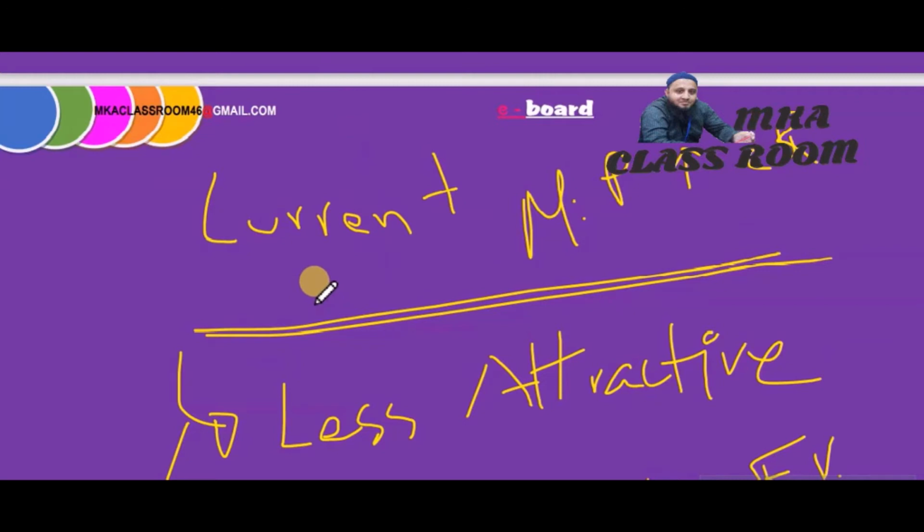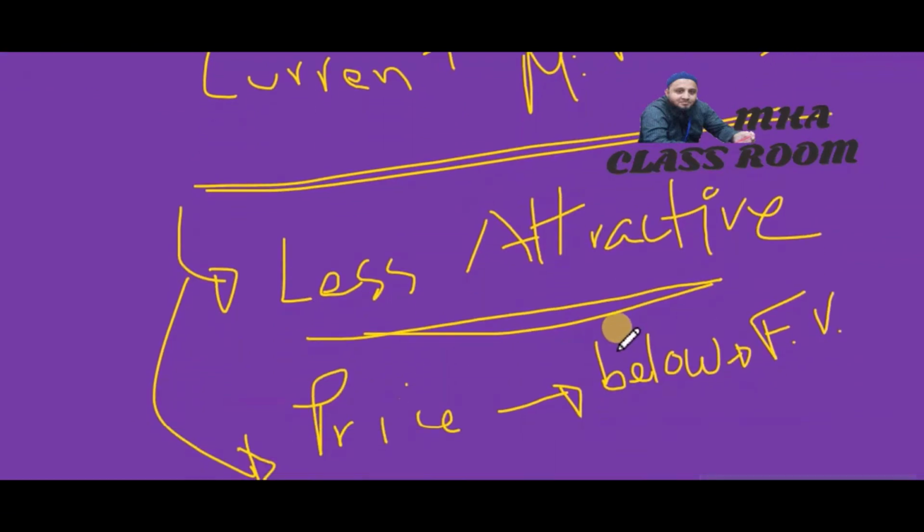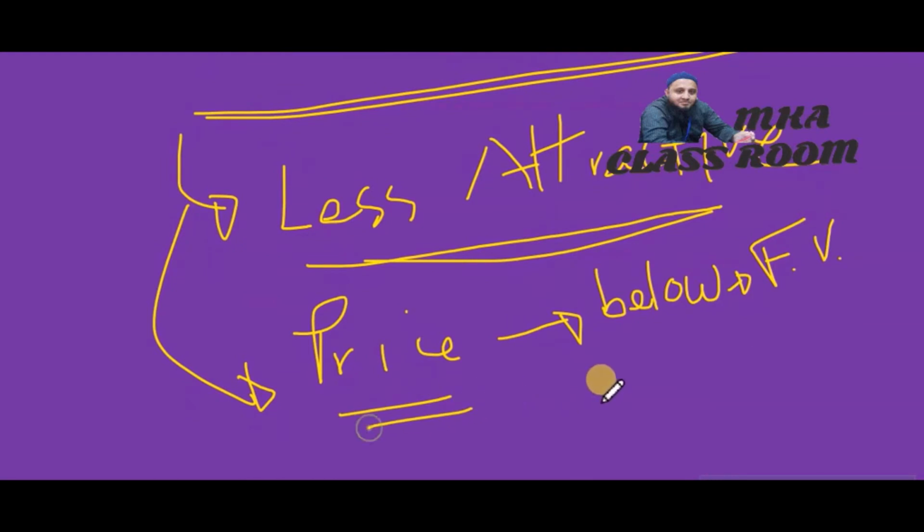Thus, if the current market rate goes above its coupon rate, the bond provides less return. That's why the bond becomes less attractive, and that's why the price of that bond goes below its face value.